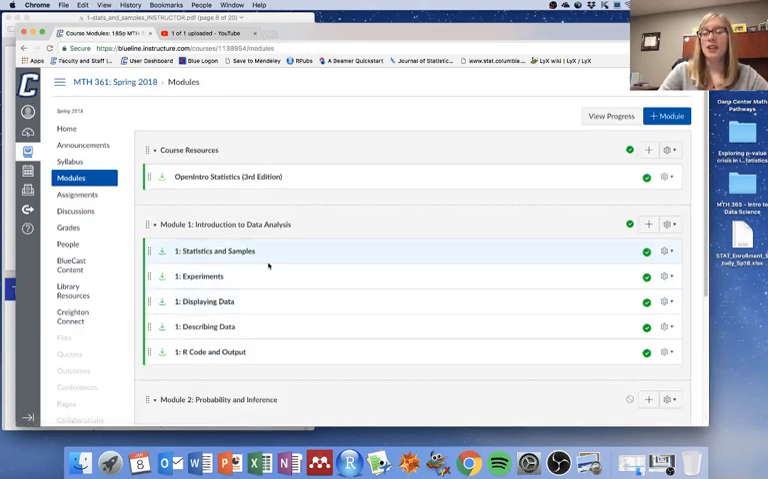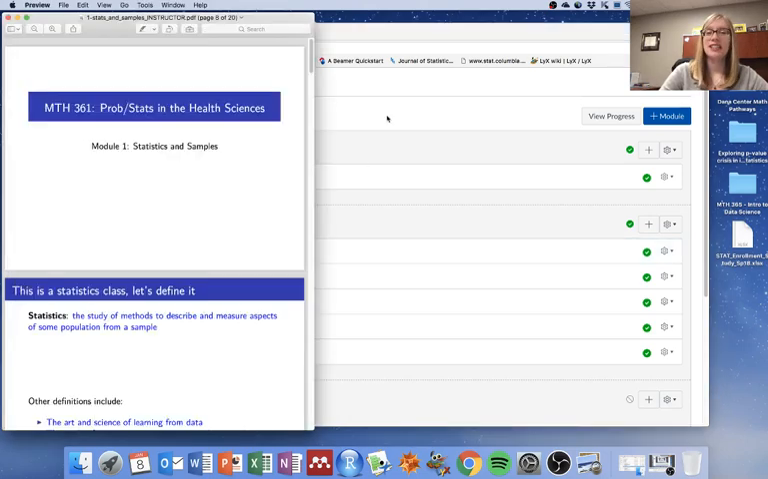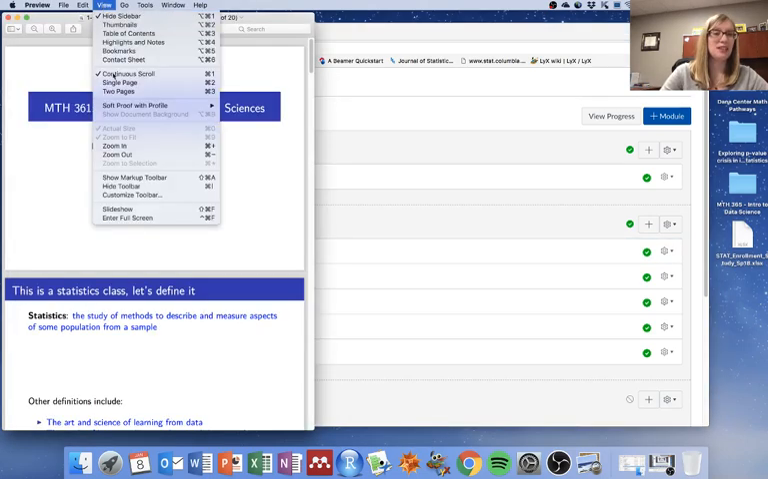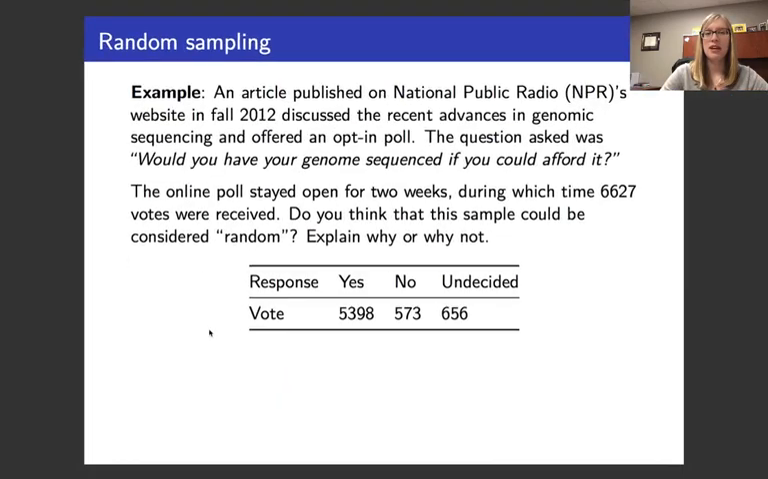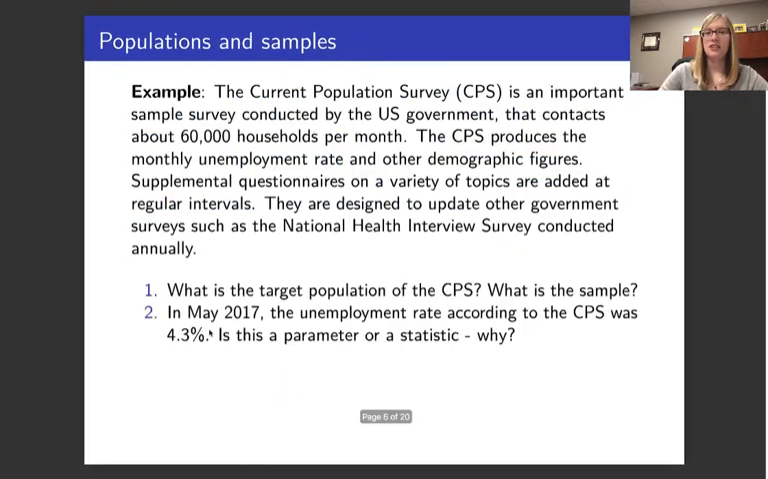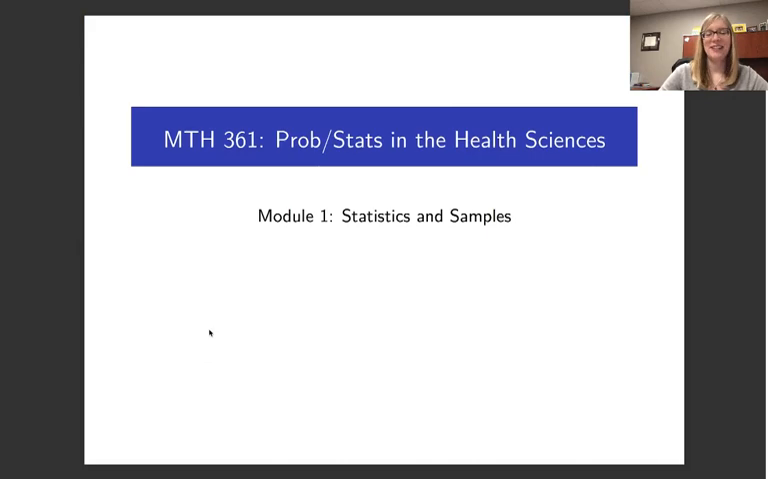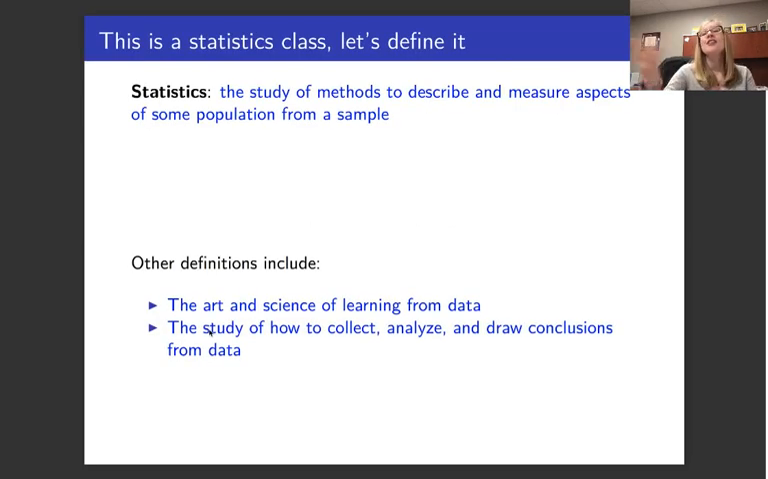So we are going to start in Module 1 today, and we're going to start at the very beginning with statistics and samples. So let's go ahead and jump in. Let's jump in at the start of the slide. Sorry about that. So one thing I like to do at the start of every statistics class is define statistics in case you're not familiar with what we're going to be doing this semester.